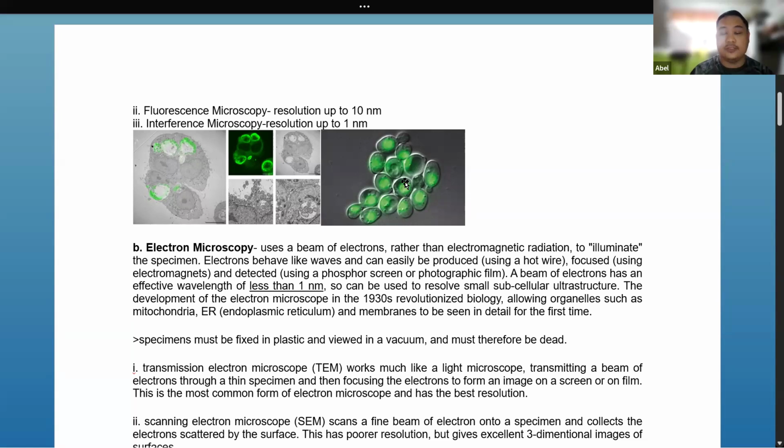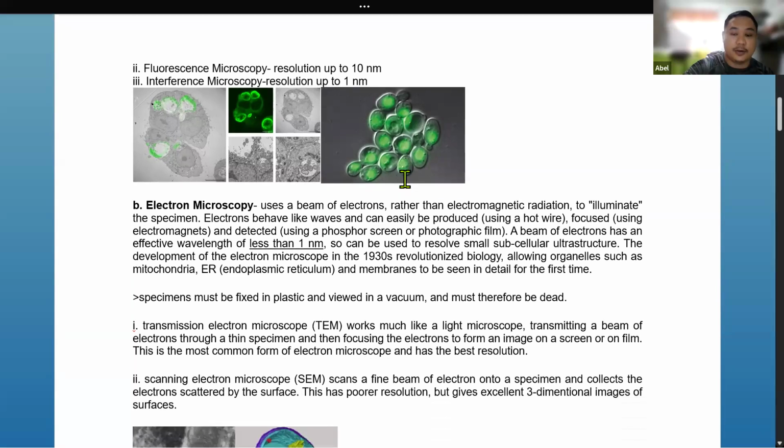Now take note that we don't see the details of this object. For example, we don't see the details of the organelles of the cells. We only see the cells. Of course, some of the parts of the cells, yes, but the details of the organelles are very difficult to see. When we want to do that, we now use electron microscopy.